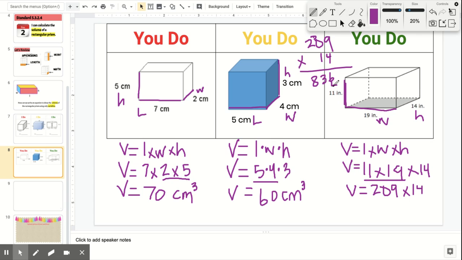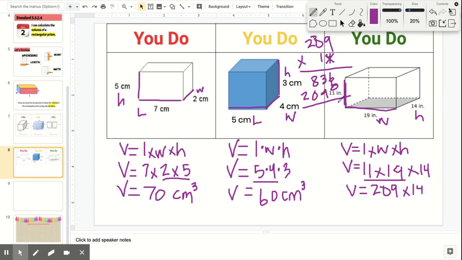Be careful because my L is kind of getting in the way there. When I go down to the second row, I need to put my 0 as my placeholder. And then I'm basically multiplying 209 by 1. So 1 times 9 is 9. 1 times 0 is 0. And 1 times 2 is 2. So now I can do my final step, which is add.